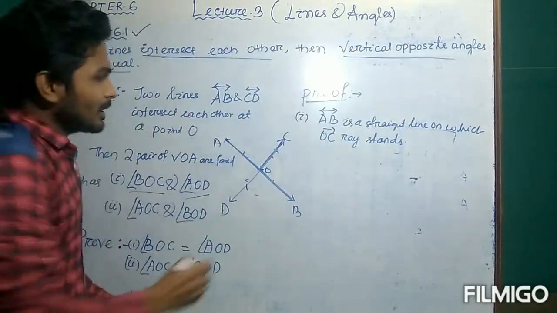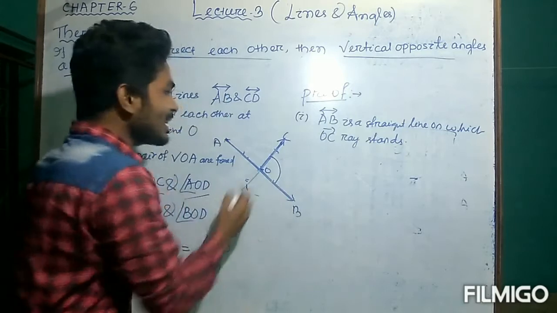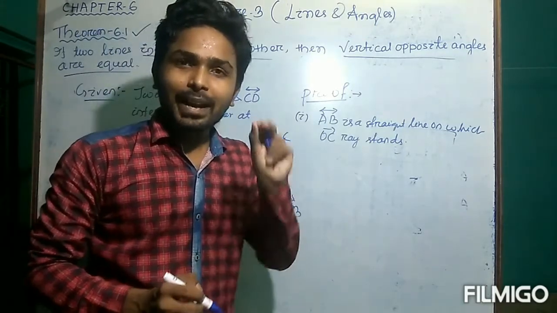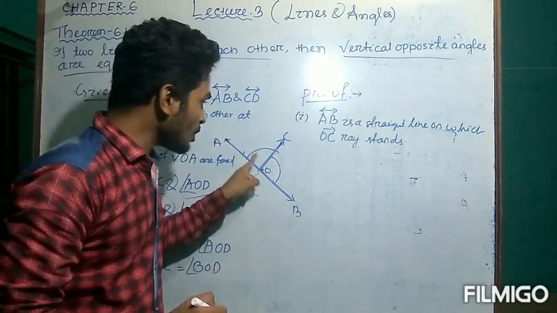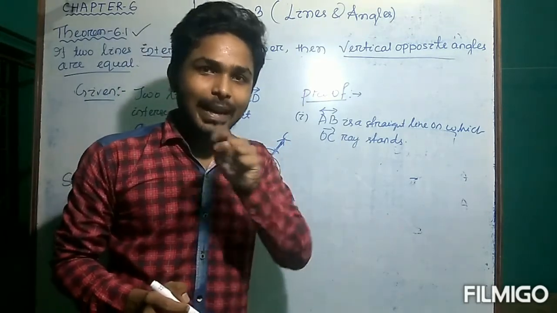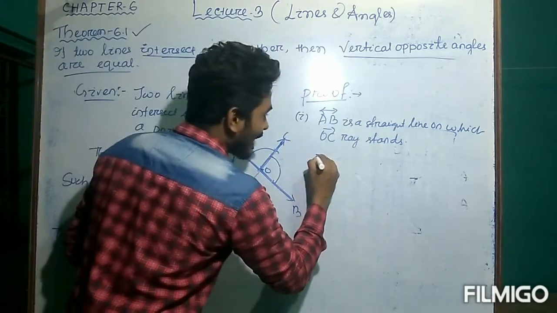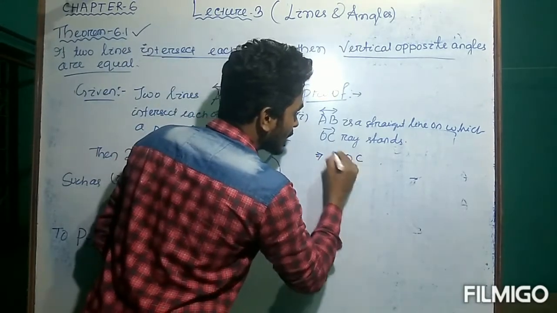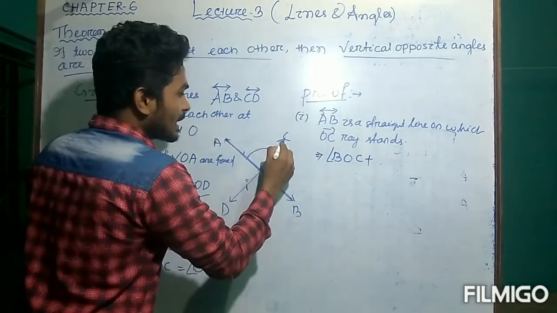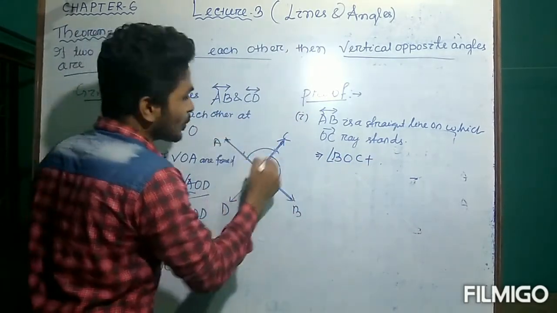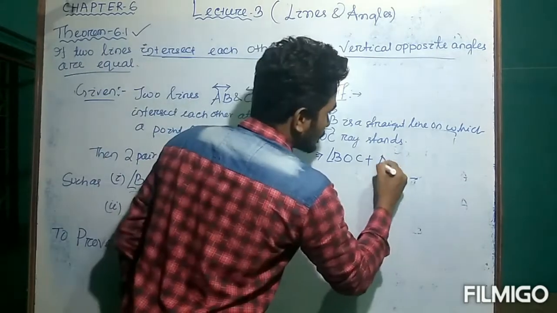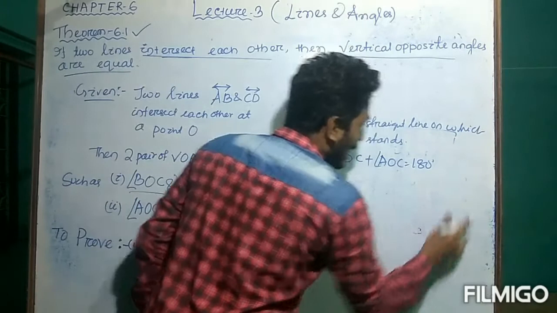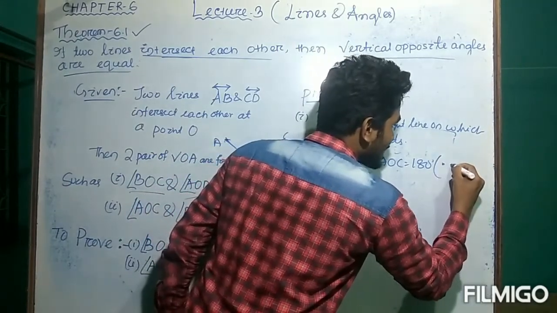Understood? Now, two angles are formed. This is an angle and this is an angle. These two angles are known as linear pair angles, and you know the sum of two linear pair angles is 180 degrees. So you can write angle BOC plus COA, or AOC, is equal to 180 degrees. Why? You have to write the reason here.